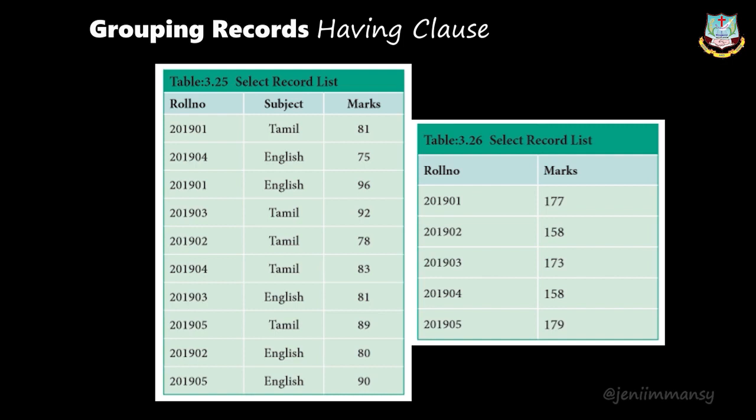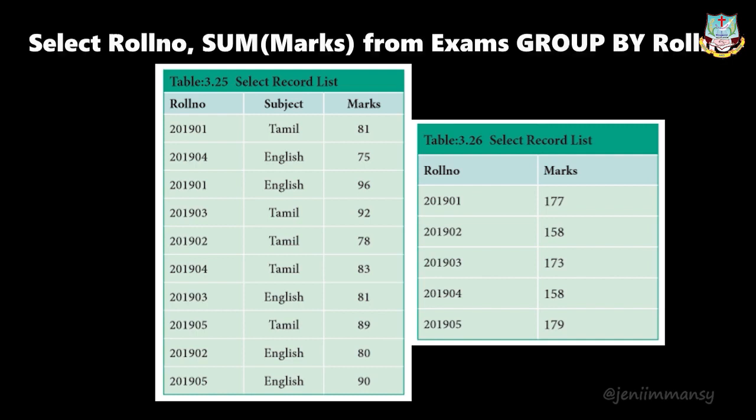Okay, the roll numbers are grouped and the marks are added up against the roll number with sum of marks, right? Here if you see, now we are going to give select roll number, comma, sum of marks, sum, and in the bracket we have to give marks from exams group by roll number. That means we'll get the roll number in ascending order, and it will be grouped there. Okay, and for one roll number the marks will be summed.